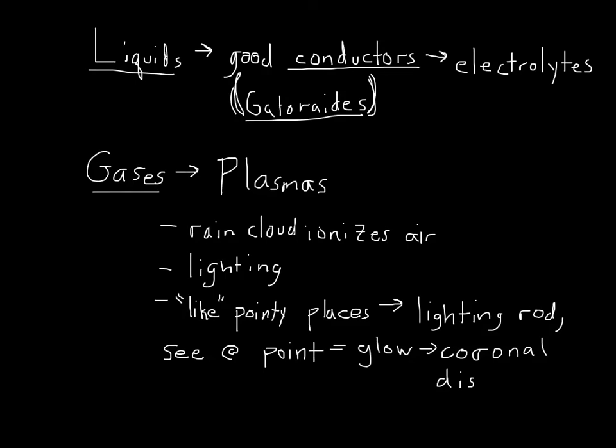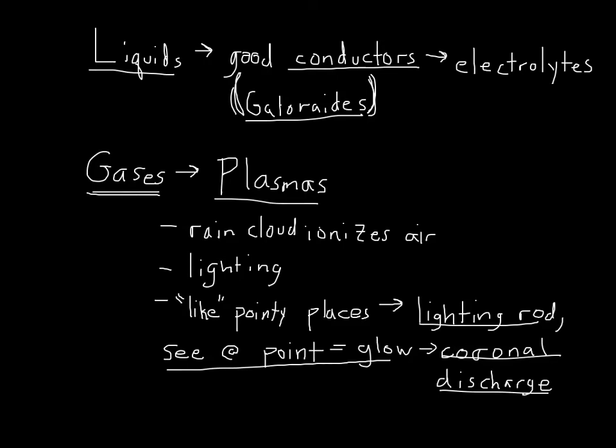And we'll attempt to show you a demonstration of this in class as well. We'll try to see and observe this lightning rod effect, this glowing at a point, called coronal discharge. And that represents the ionization of gas in the form of some kind of plasma.